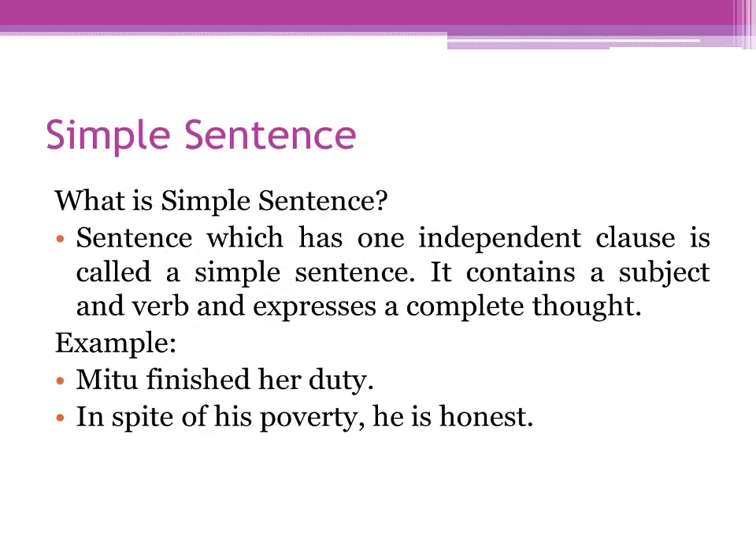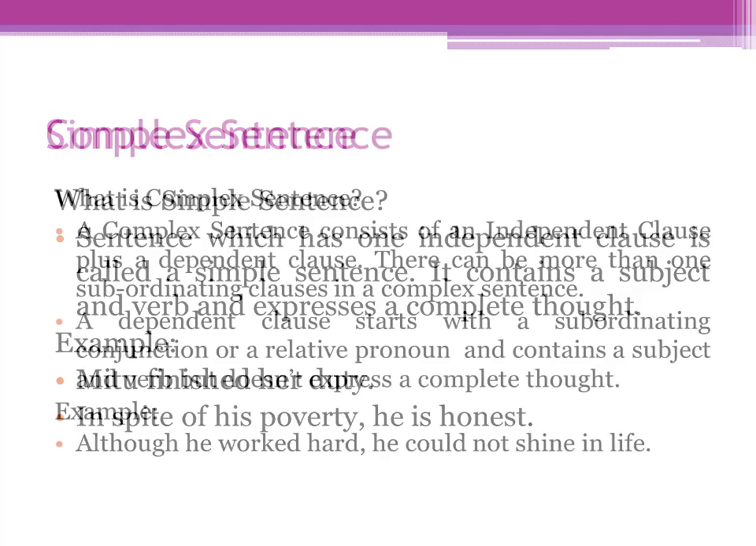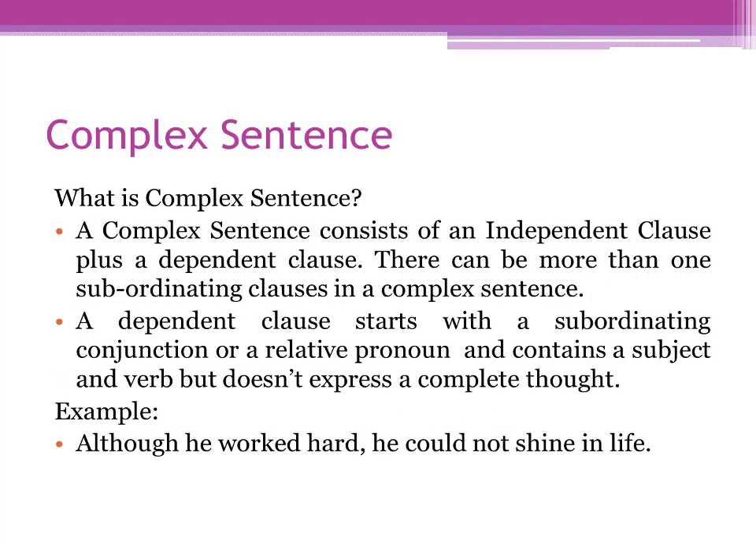sentence? Sentence which has one independent clause is called a simple sentence. It contains a subject and verb and expresses a complete thought. Example, Mitu finished her duty. In spite of his poverty, he is honest. What is complex sentence? A complex sentence consists of an independent clause plus a dependent clause.